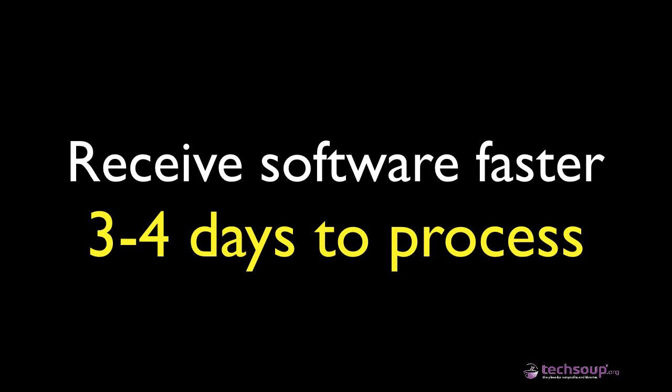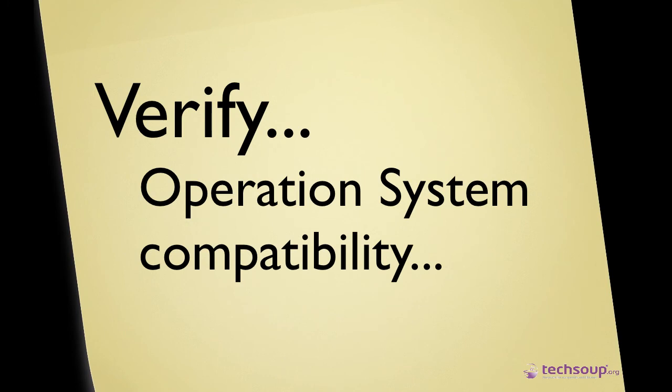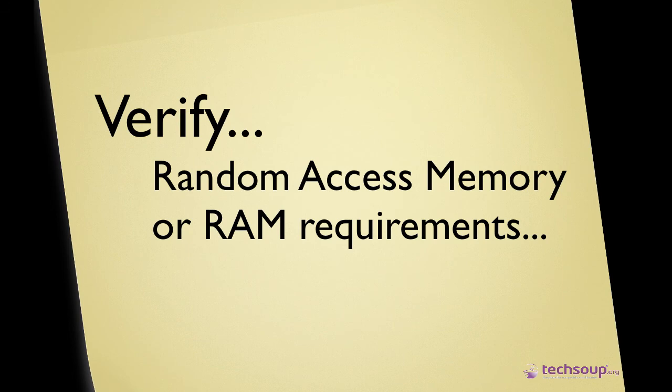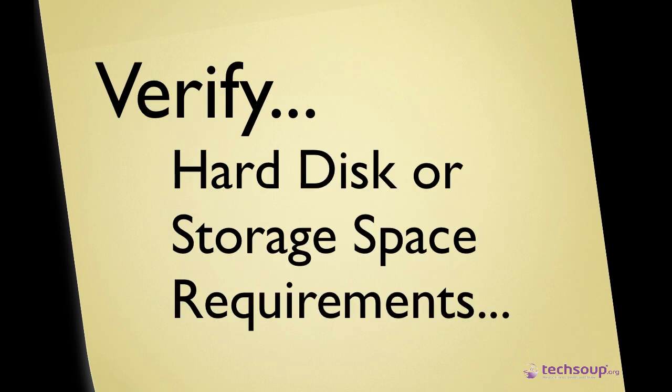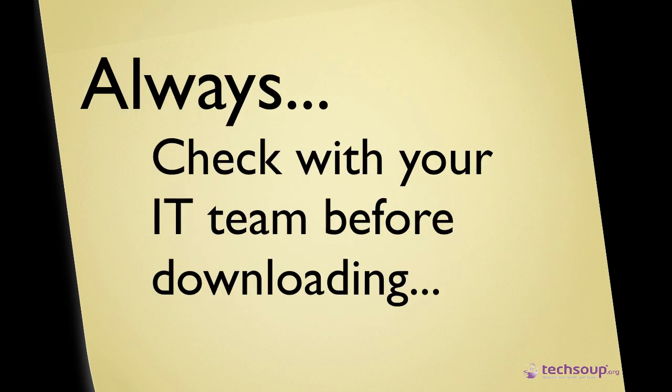Here are some additional tips to keep in mind. Verify that your operating system, or OS, is compatible with the software you are requesting. Verify that your computer also has sufficient random access memory, or RAM, required to run your software. Check your computer for sufficient hard disk or storage space for the software. Before downloading, check with your organization for any other considerations, such as the quietest time on your network to download large files. You may want to avoid attempting a download when your organization's bandwidth usage is at its highest.